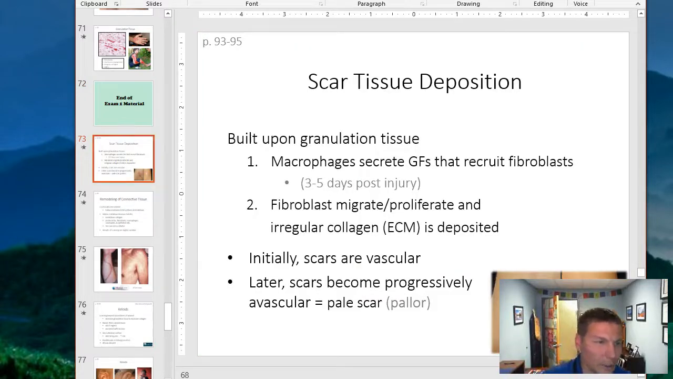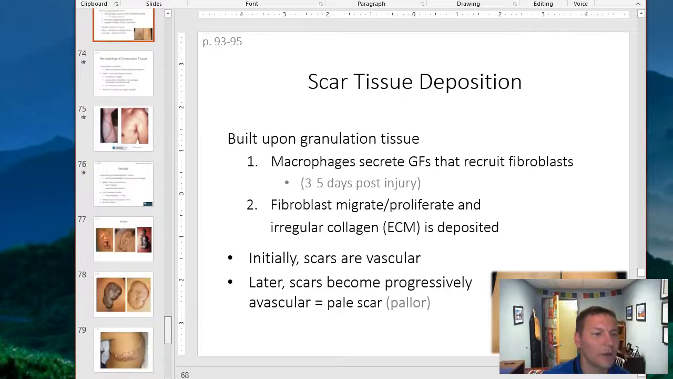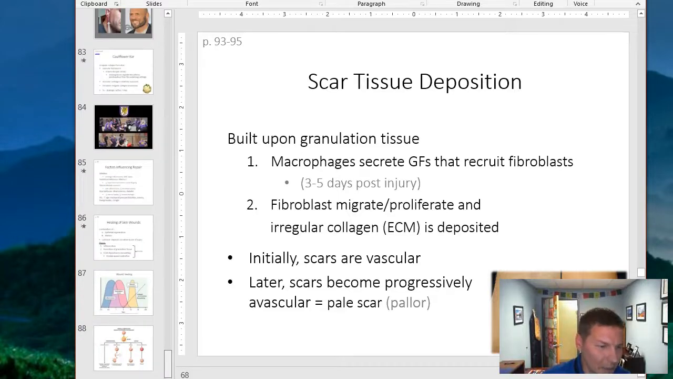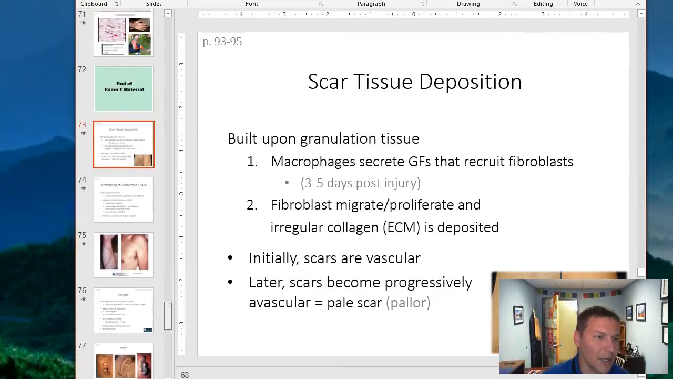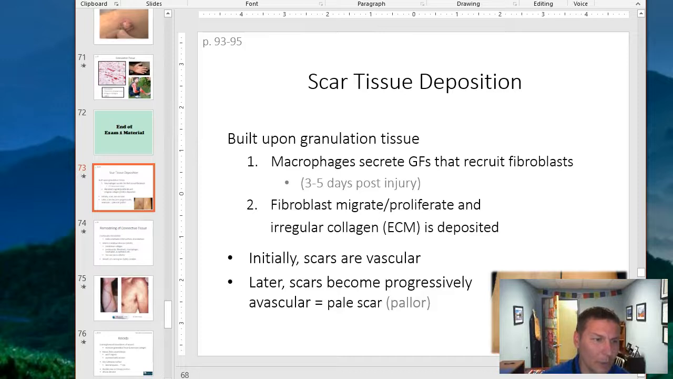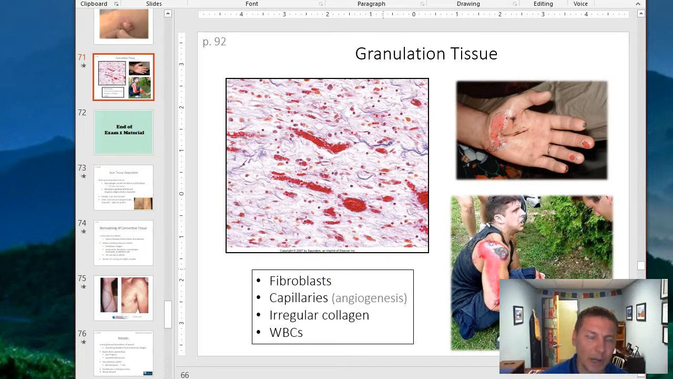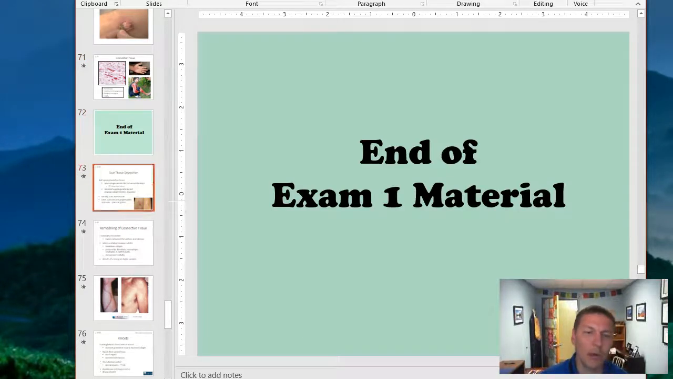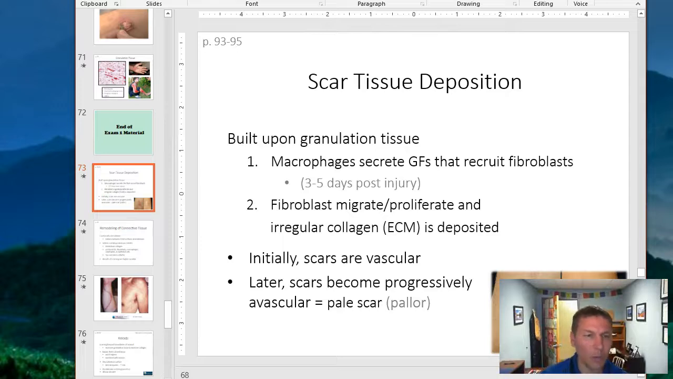Now you're probably doing the math and saying, well, Dr. Rocker, that's, I don't know, whatever it ends up being, 15 slides or something. But if you look at these slides, and I'll just skim through them really quick, remember, this is the stopping spot for exam 1 content. And I'll pull an extra credit question from somewhere here in the world of scar tissue deposition.